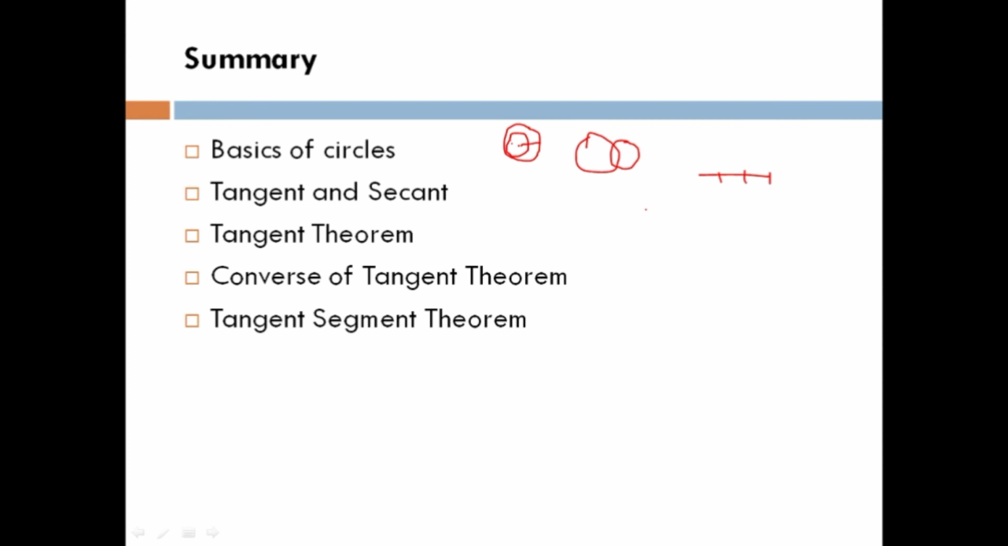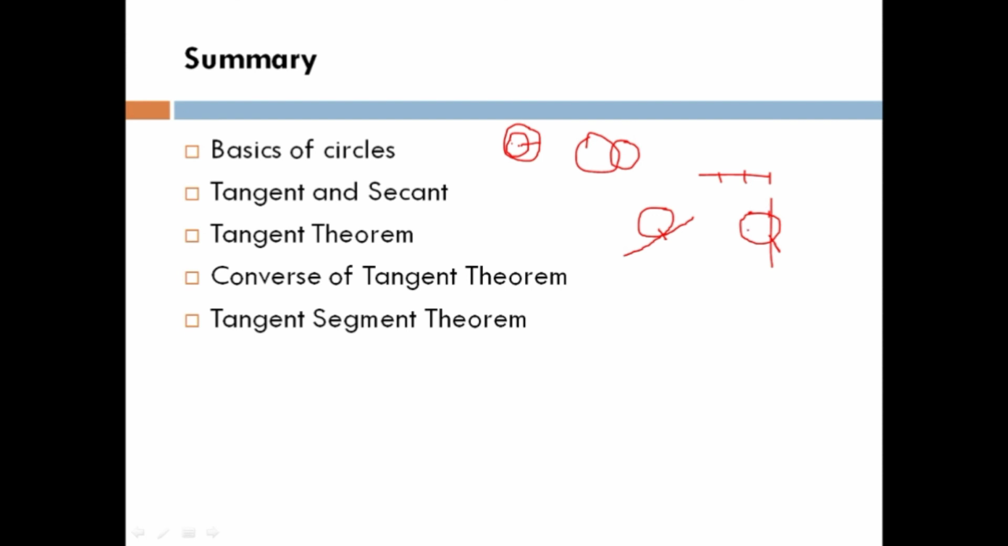Next we learned the tangent and secant. Now what is a tangent? A tangent is the line which passes through only one point which lies on the circle. So this is the tangent for this circle, right? The secant is the line which passes through 2 points on the circle. So if here is one of the points and here is the other point, then the secant will pass somewhat like this. So this is the secant of the circle, right? So this is what we learned in the tangent and secant.